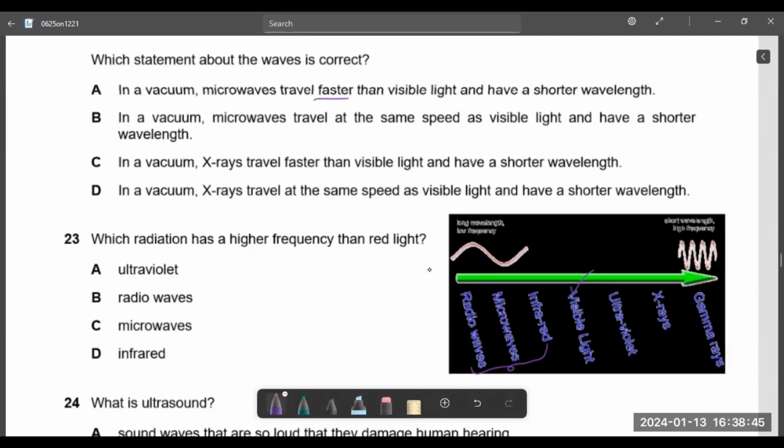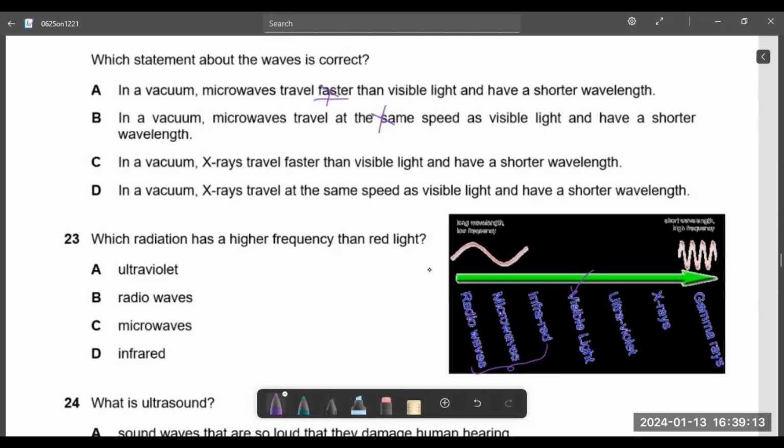So here they are telling in vacuum microwave travels fast. That is a wrong statement, because all are having the same speed. In a vacuum, microwaves travel at the same speed as visible light and have shorter wavelength. Actually, microwaves are having longer wavelength than visible light. So this statement is wrong.